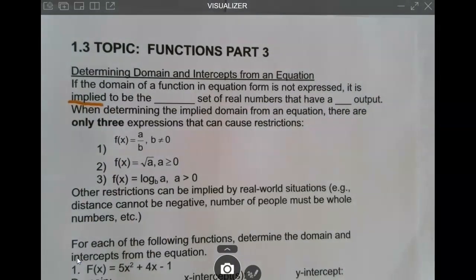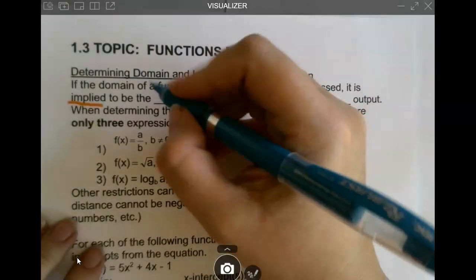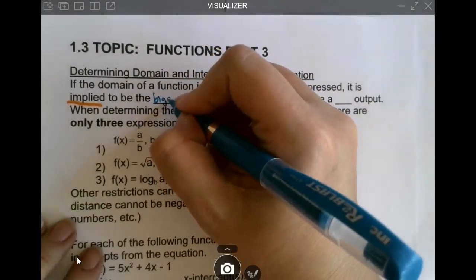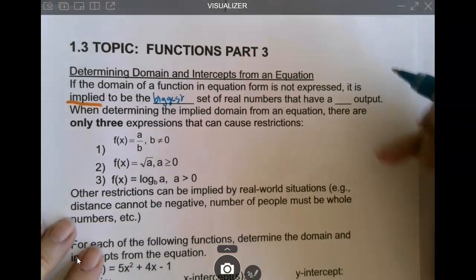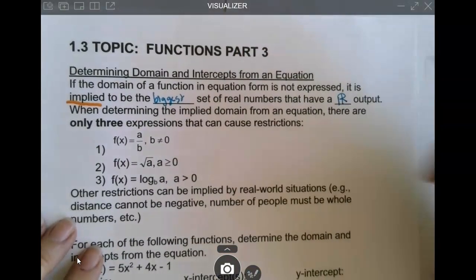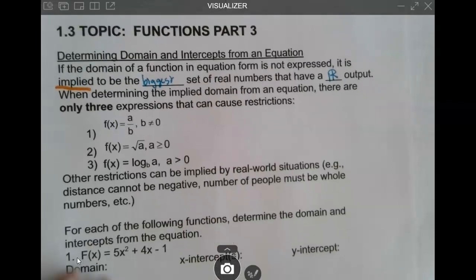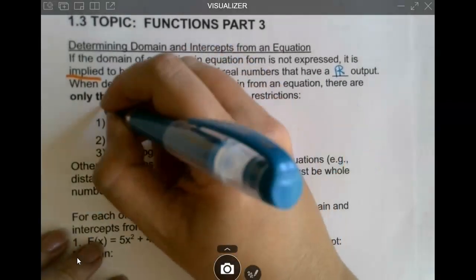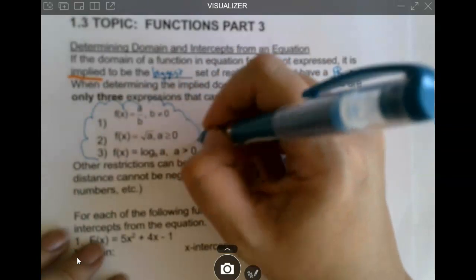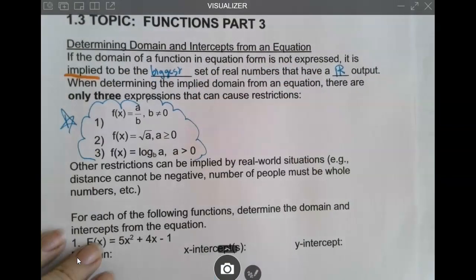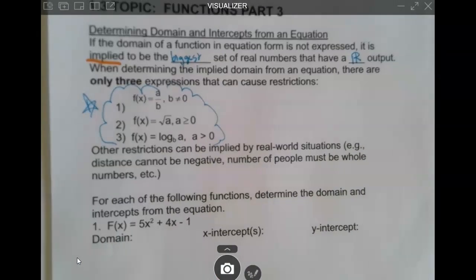And we're supposed to understand that it's the biggest possible set we could have where we still get real numbers as our output. No imaginary numbers, just real numbers. And there's really only 3 special cases, and you should put a little box or a little star beside this. This is the only 3 cases where we have to remember.